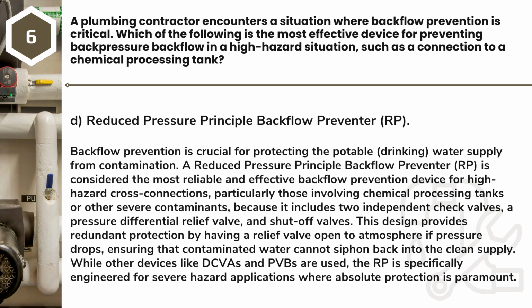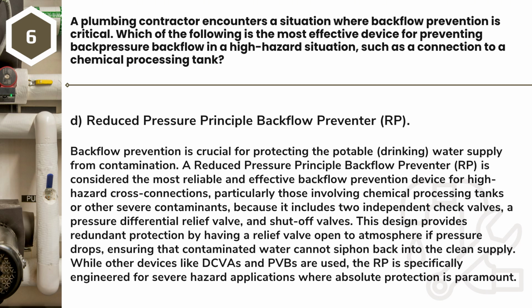Backflow prevention is crucial for protecting the potable, drinking, water supply from contamination. A reduced pressure principal backflow preventer, RP, is considered the most reliable and effective backflow prevention device for high-hazard cross-connections, particularly those involving chemical processing tanks or other severe contaminants, because it includes two independent check valves, a pressure differential relief valve, and shut-off valves.